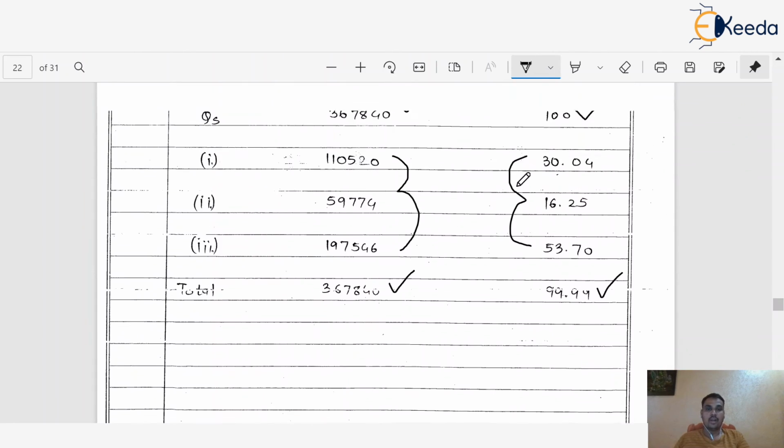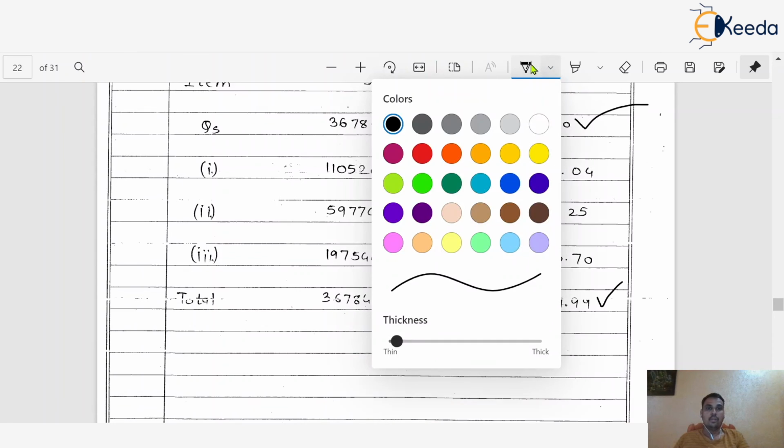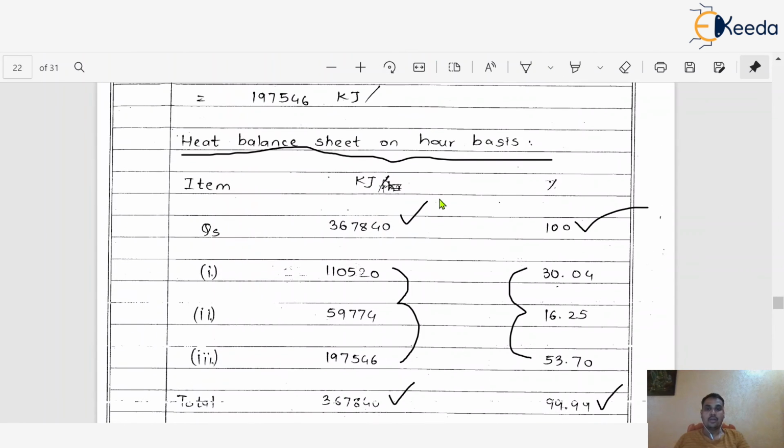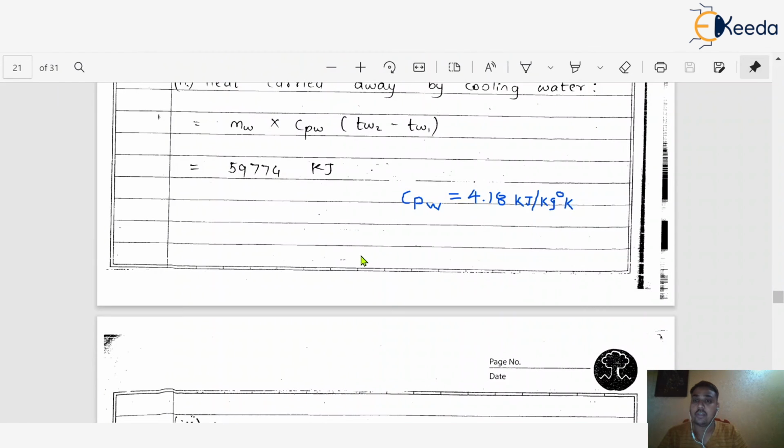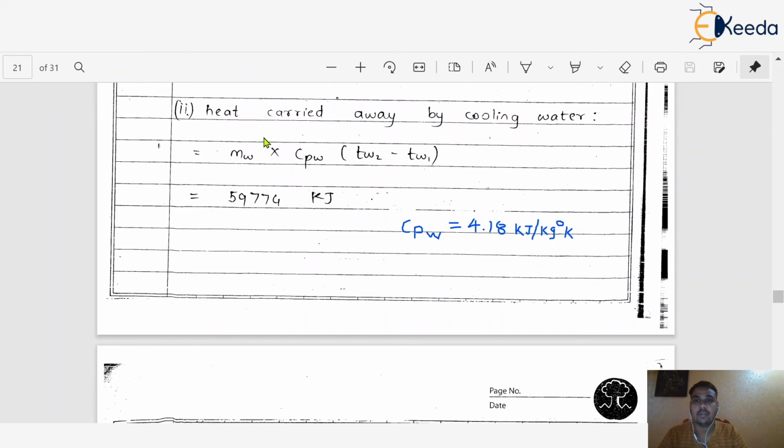I hope you understood both the problems on this engine testing and performance analysis. One more thing which I forgot to tell about the calculation of the heat carried away by cooling water. As we already discussed, the formula is m_w, the mass of cooling water or jacket cooling water, into C_pw, the specific heat of water, multiplied by T2 minus T1.